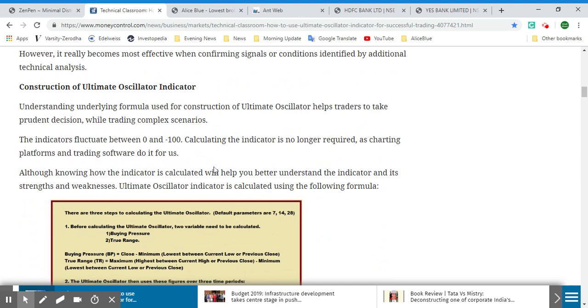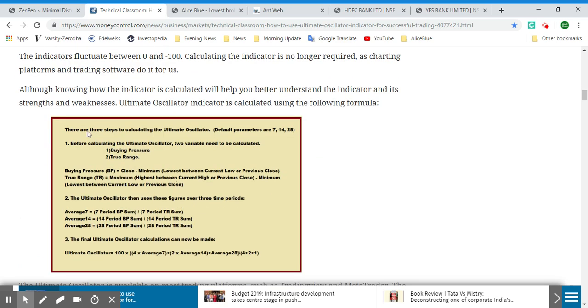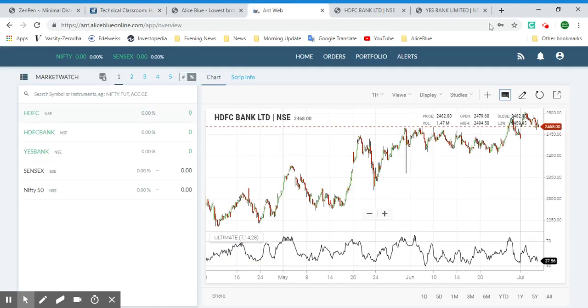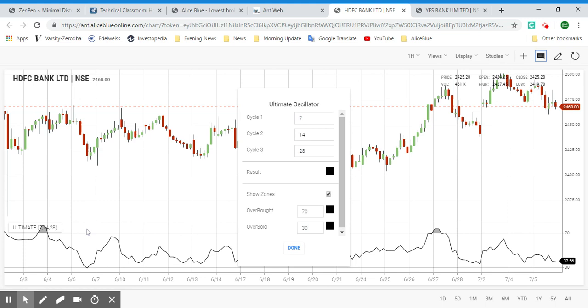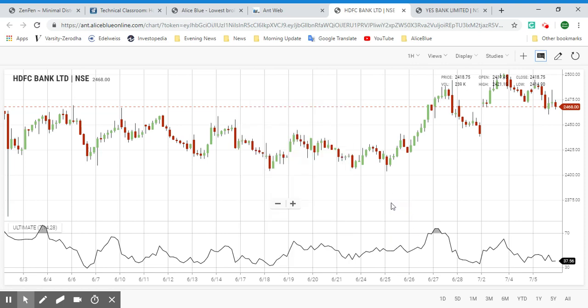So let's look at the formula used. There are three steps for calculating the ultimate oscillator. The default parameters are 7, 14, and 28. So let's go into the chart and apply this. Here I've opened the HDFC Bank's chart and according to the settings itself, it is already in 7, 14, and 28, which is the default. The overbought is 70 and the oversold is 30.